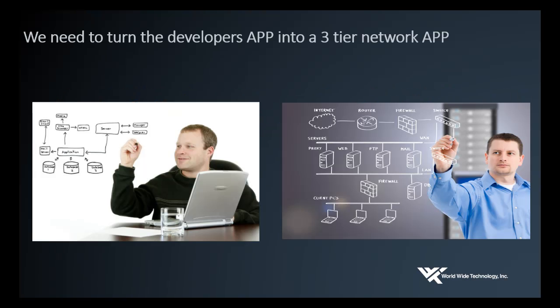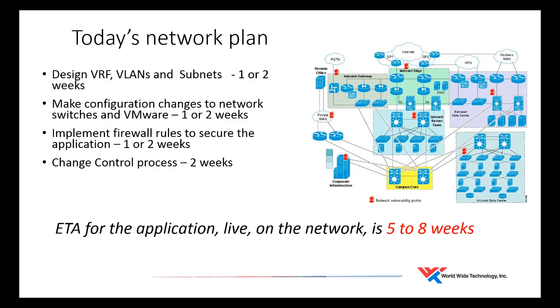We can see that one of the problems we have in networking is that developers create apps and they assume network connectivity, and it is the network engineer's job to actually fit those workloads securely into the network. If we look at the timeline to get a 3-tier app onto the network, we have to design the VRFs, the VLANs, and the subnets, which will typically take 1 to 2 weeks.